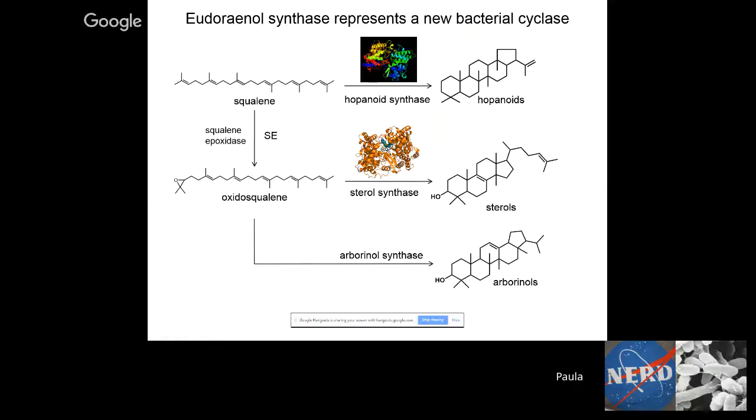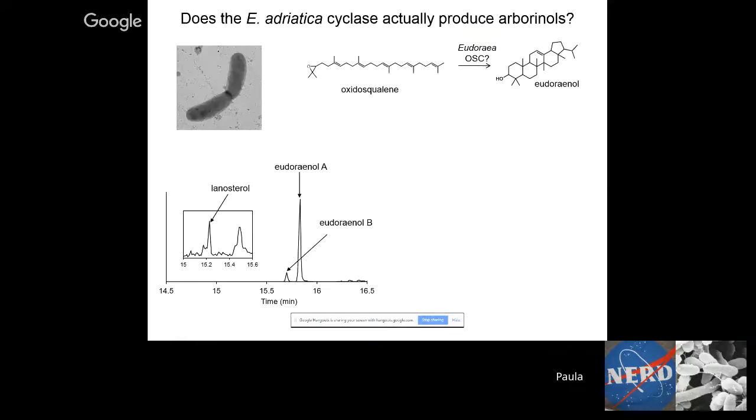But the problem was we had to verify this because it was possible, because of the small production of lanosterol, that this cyclase was actually not producing Eudoraenol, but rather we could envision that the pathway went this way. So that instead of a, it was a normal typical lanosterol synthase, but then there were subsequent proteins that were actually catalyzing this conversion of lanosterol to Eudoraenol. Bacteria are tricky, and they will do things like this. So you have to kind of be careful and test this.